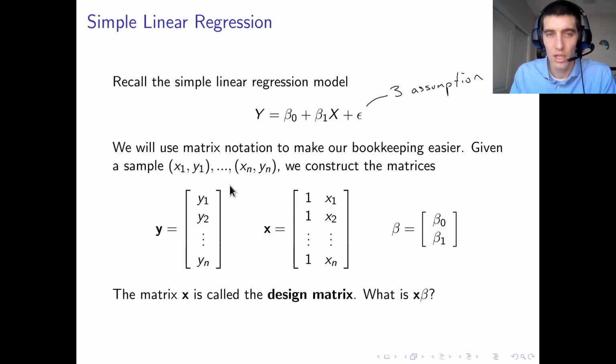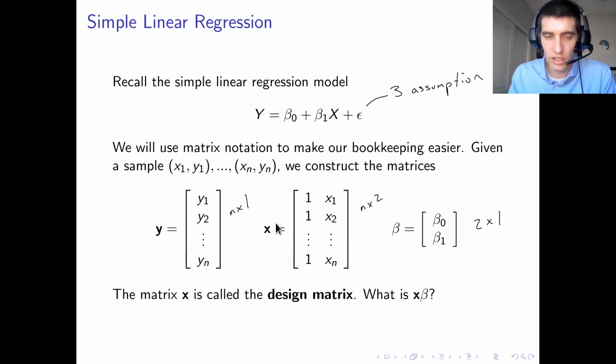So if we have a sample of n points, and our sample comes in the form of x and y pairs, we're going to construct the following matrices. A y matrix, which is actually just a column vector of the y's. So this is n rows by one column. And we're going to have an x matrix, which is a ones vector and then the x's. So this is n by 2. And beta, which is a column vector of the beta terms, which is 2 by 1.